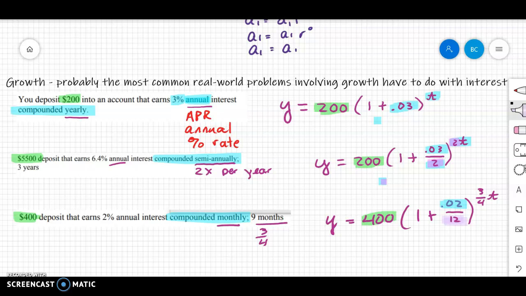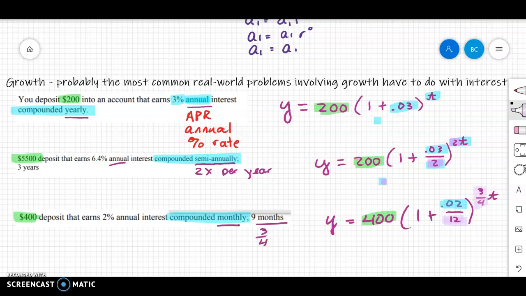So I'm creating a monthly interest rate, but then I'm multiplying it times 3/4 times T, and it's 3/4 because T is the number of years. So if I'm compounding every 9 months, I need to multiply 1 times 3/4 to get 9 months out of 12. So that's why that number is different than this number.